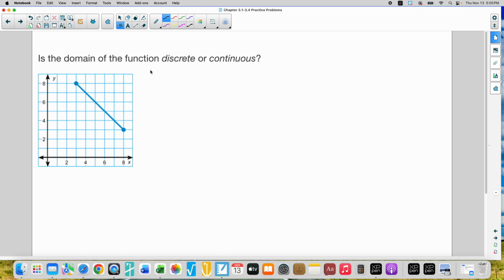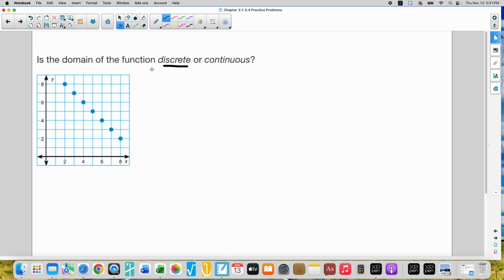Is the domain of the function discrete or continuous? It's continuous because there's an infinite number of points in here. It is continuous because I can't pick all the specific points. There are an infinite number of them. This is discrete because we have specific points. So each one is a point of its own.